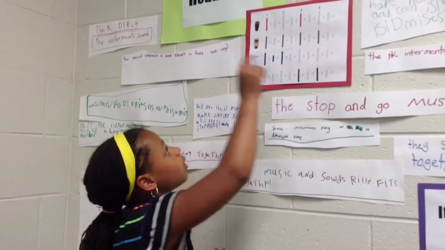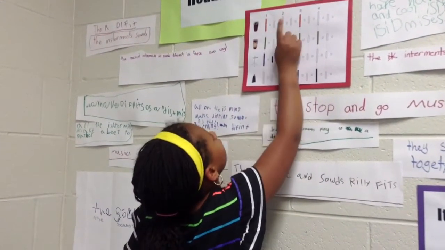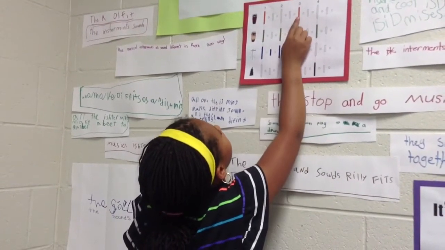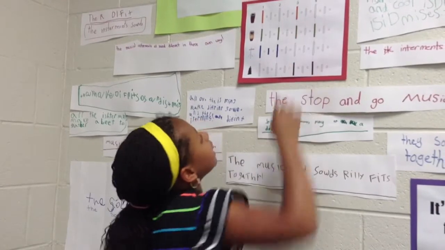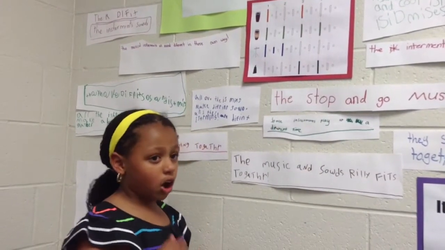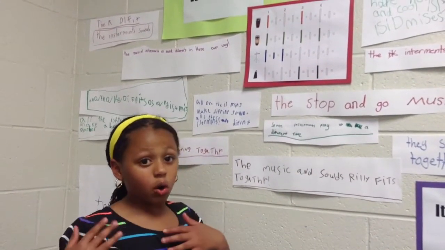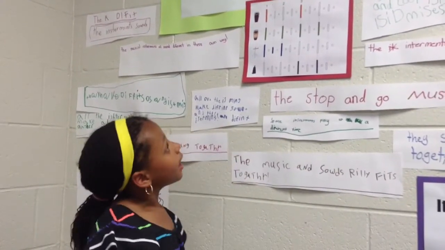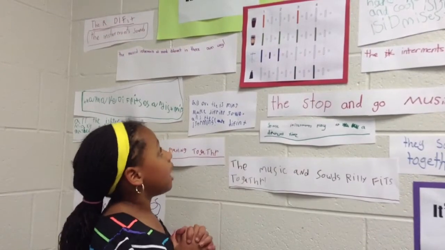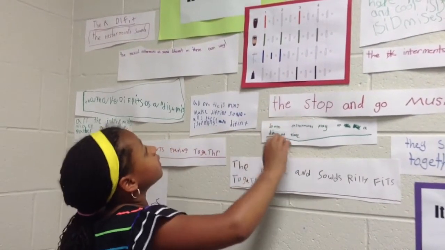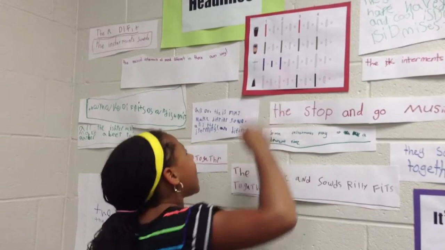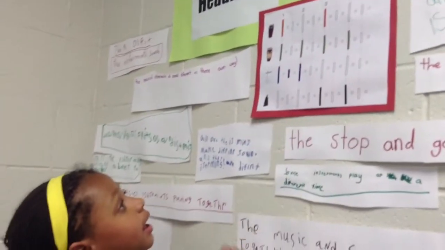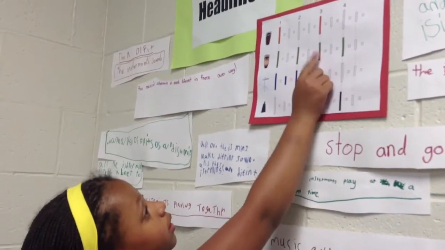And this one goes bump, rest, bump, rest, bump, rest, bump, rest. And it keeps going all the way to four. Then you start over, and then you keep starting over. And that's how this one goes. Now I'm going to tell you about this one. This one goes the same way. One, two, three, four, and one, two, three, four.